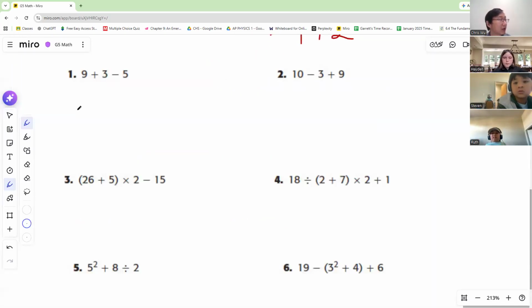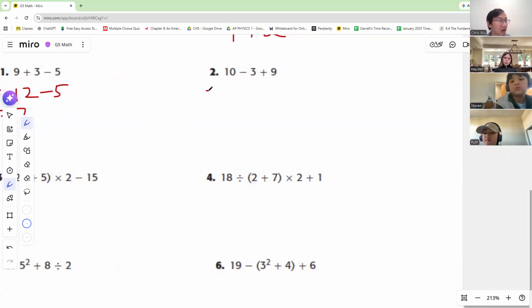Hayden, what did you get for number 1? I got 7. Good job. We do from left to right, so 12 minus 5 equals 7. Good. Stephen, what did you get for number 2?